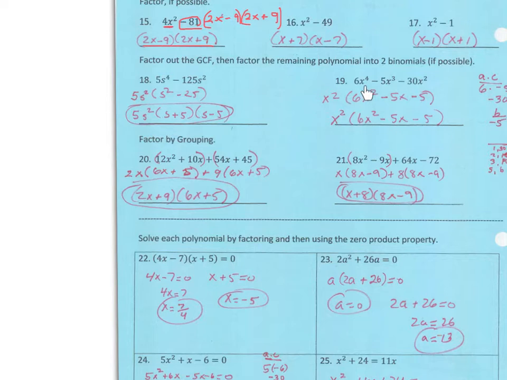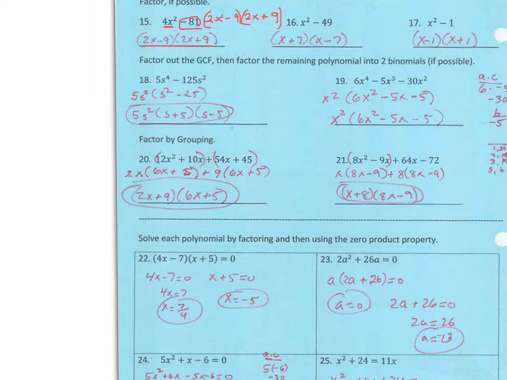All right, looking at number 19, I factored out an x squared. I tried to do master products with what was left, and when I tried to work it out, I could not find a master product that multiplied to give negative 30 but added up to give a negative 5. So that told me that what was left could not be factored any further, so the only thing I could do there was factor out the GCF.